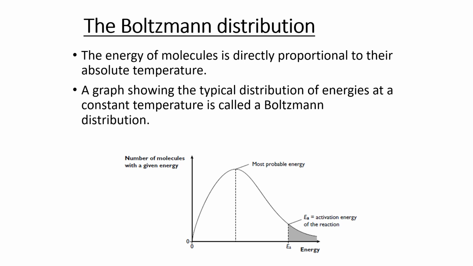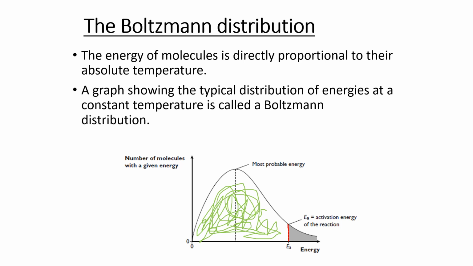And then what we also do on a Boltzmann distribution is label where the activation energy is. So the activation energy is the minimum amount of energy that's required for a chemical reaction. And therefore anything to the right of the activation energy can react, and anything to the left of the activation energy can't react. And the area under the curve is the total number of molecules. So all of these, if we just shade them in green, all of these molecules here don't have enough energy to react. And all of the molecules that are in grey do have enough energy to react.